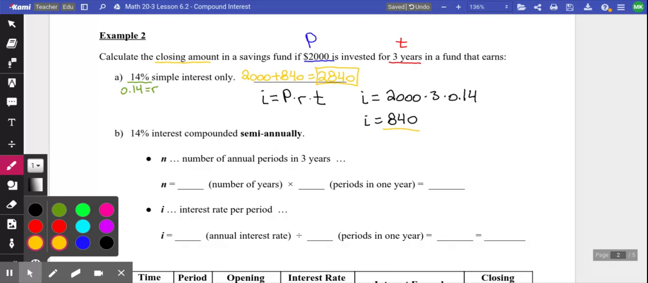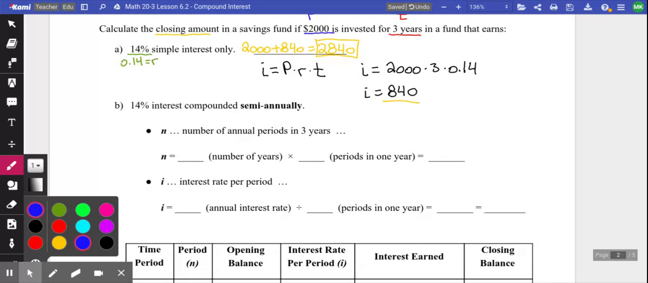The next question says that your interest is being compounded semi-annually. Semi-annually means twice or 2 times a year. So they're going to charge you every 6 months. All right, N. So this is going to be the period. N equals the number of years. So we had 3 years in this question, times the number of periods in 1 year. There's 2 times I'm being charged in 1 year. That means there's 6 different times total that they're going to charge us interest.